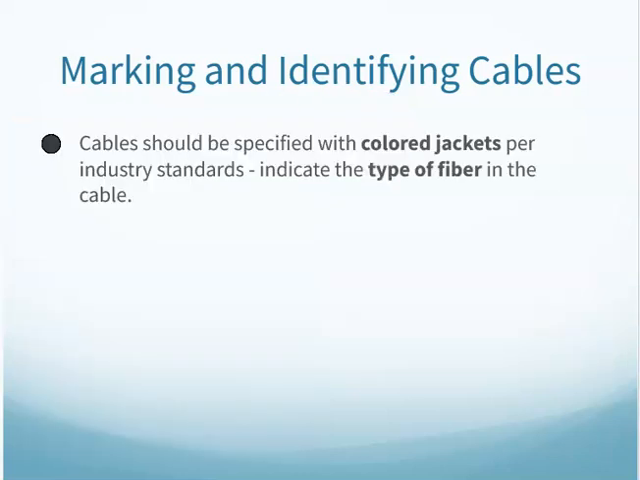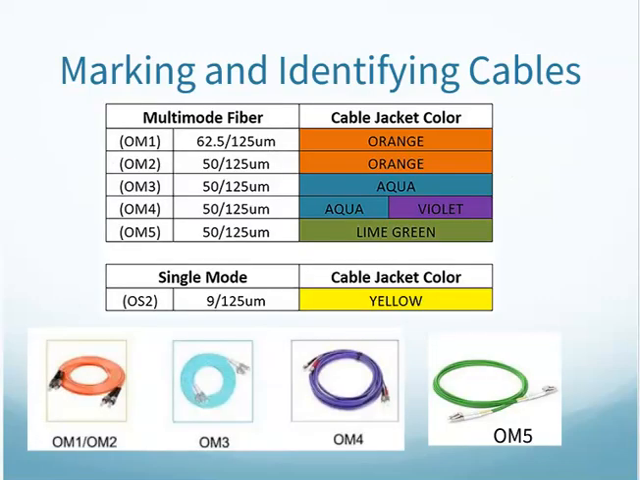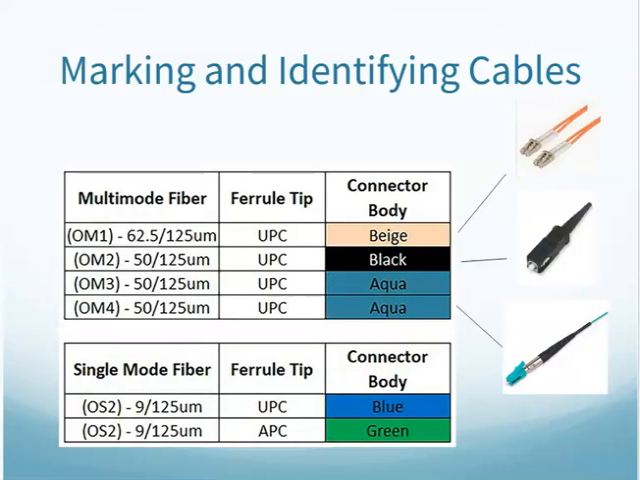They remind us that cables should be specified with colored jackets for fiber optic. We're really talking about indicating the type of fiber in the cable. So reminding you, when we talked about fiber optic, the different categories of multimode cable, OM1, 2, 3, 4, 5, the jacket on the outside will be a different color, and that'll be a clue as to what type of cable that is. In addition, the connector should also be color-coded to identify what it is.